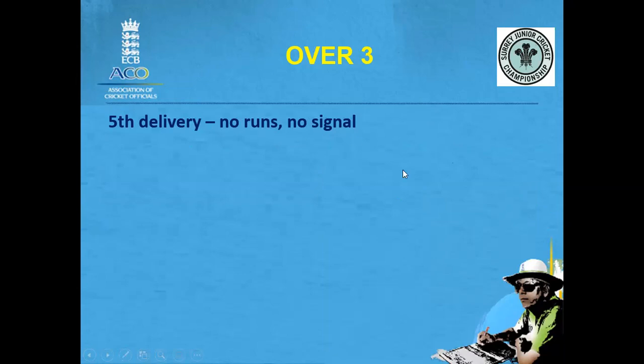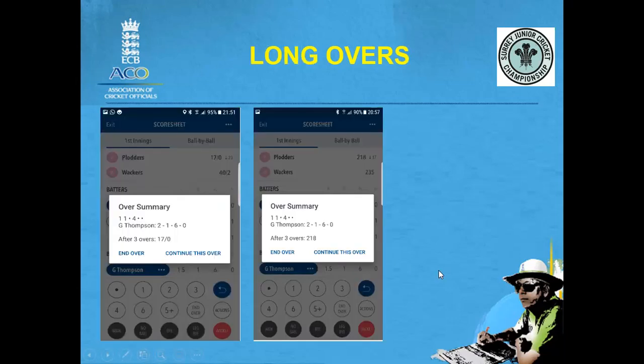Fifth delivery, no runs, no signal. Sixth delivery, no runs, no signal. The umpire doesn't call over, but the system thinks it should be, so it's prompting you to end the over. Before you click this button, always look at the umpire and make sure that they have finished the over. If not, as in this case, we need to continue this over.